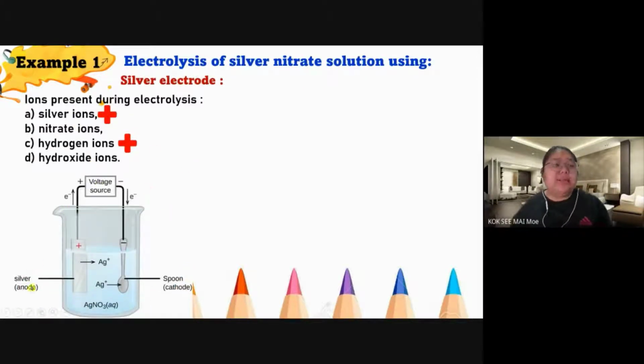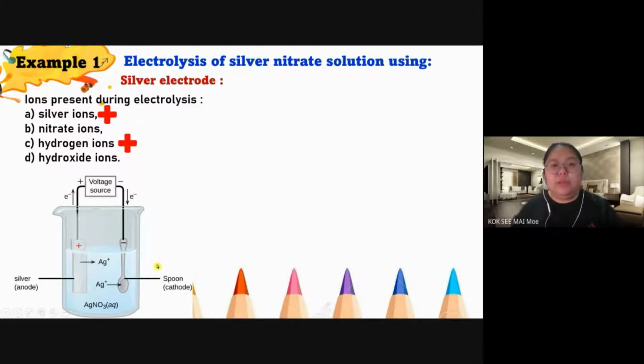This one is an example. You see, the solution we're using is Ag. Ag is argentum. Argentum is silver. Now you can see the electrode. The electrode I am also using is silver. That means both are silver. No need to look at the cathode, only the anode. Both are silver. That means later the ions will be dissolved into the solution.